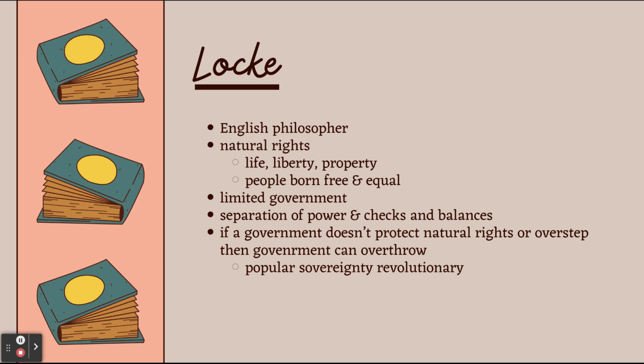Locke also advocated for a limited government, which we largely see in the United States as defined by the Constitution. He advocated for a separation of power between different government officials to ensure that no one became too powerful, and to develop a system of checks and balances to ensure that everyone was carrying out their responsibilities effectively. He also advocated that if a government doesn't protect natural rights or oversteps, then a government can be overthrown.